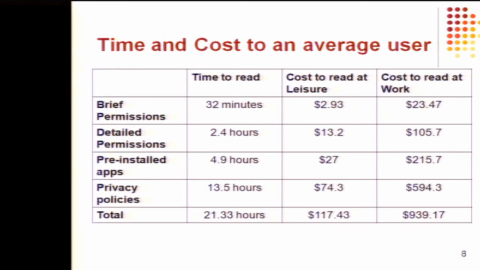So these are some of the results for time and cost for an average user. As you can see, reading brief permissions requires around 32 minutes. All of these are annual times. So a user has to spend about half an hour annually just to read the brief permissions to know what permissions an app is using. It has a cost of about $2.93 at leisure, and if all the permissions are read at work, it would cost $23.47.